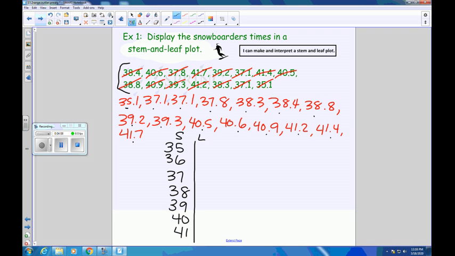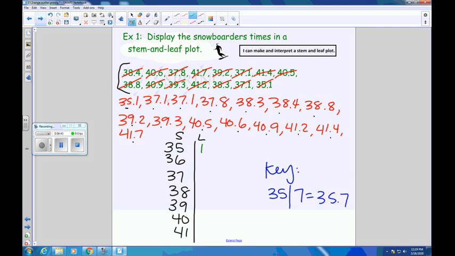And now what I'm going to do is make my key. This is what people forget most often to do. So my key, I'm going to do 35. You can choose any number you want. 35 line 7 equals 35.7. And then I'm going to add in my leaves. So I have 35.1. So I'm just going to write that as a 1. I don't have any 36, so I'm going to leave it as blank. If I add a 0, that actually adds in a data point. That would be 36.0, and we don't have that, so we just leave it blank.